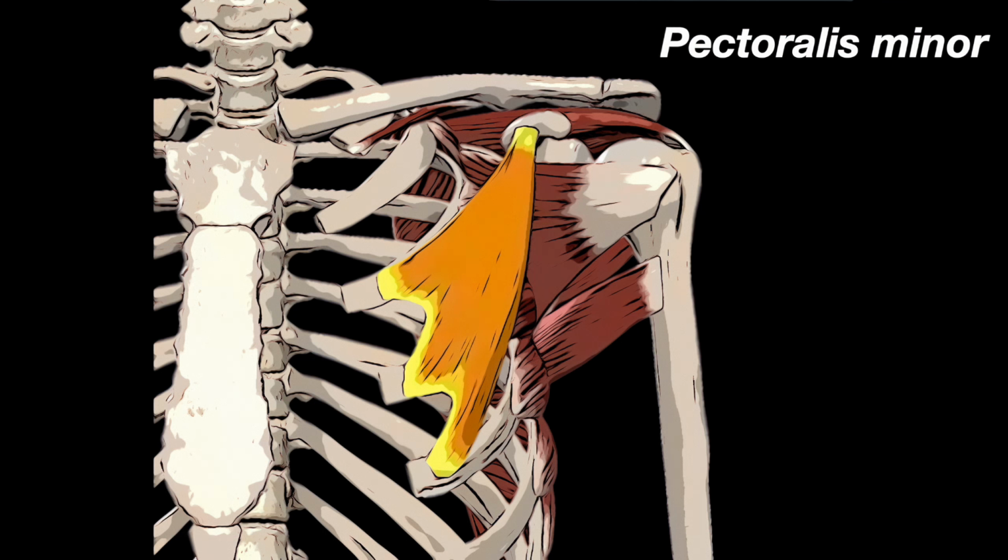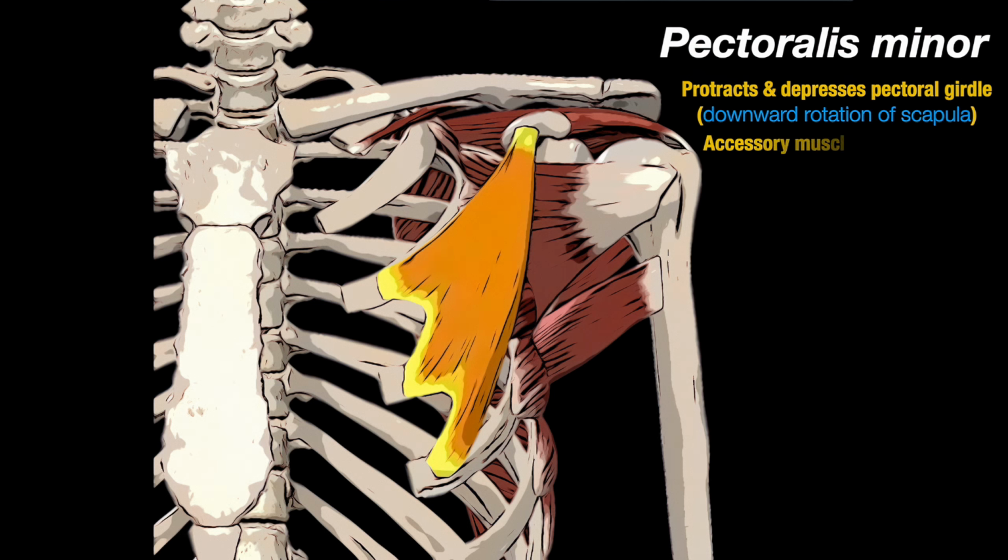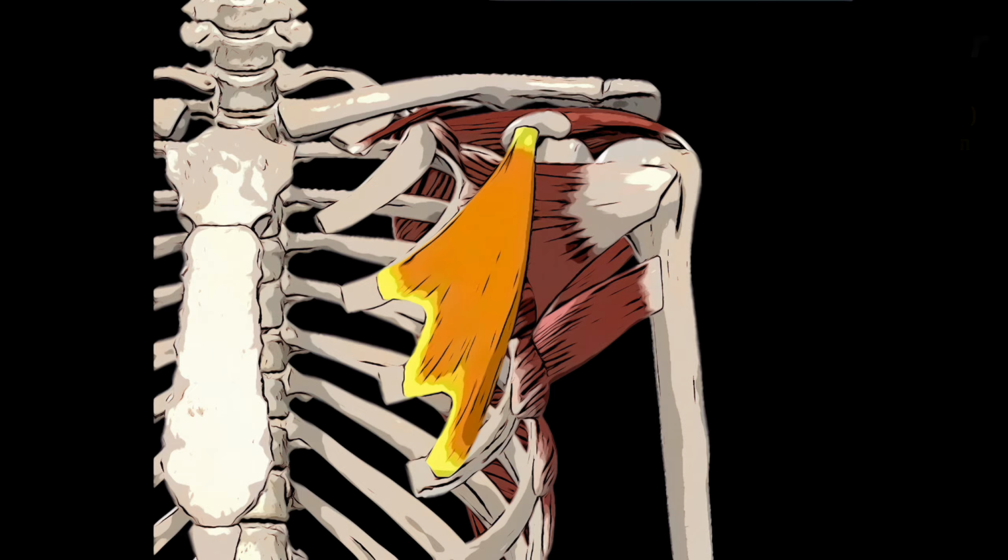The pectoralis minor muscle is involved in multiple actions. It protracts the pectoral or shoulder girdle at the acromioclavicular and sternoclavicular joints, and it assists in depression of the pectoral girdle at these joints too. It can act as an accessory muscle of inspiration. The pectoralis minor muscle can be tested by protracting the pectoral girdle at the acromioclavicular and sternoclavicular joints against resistance.